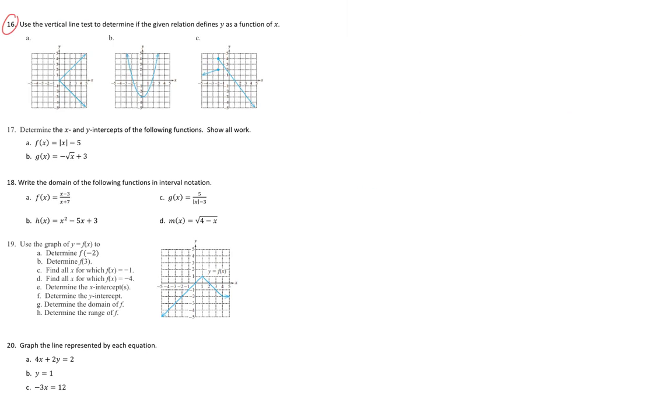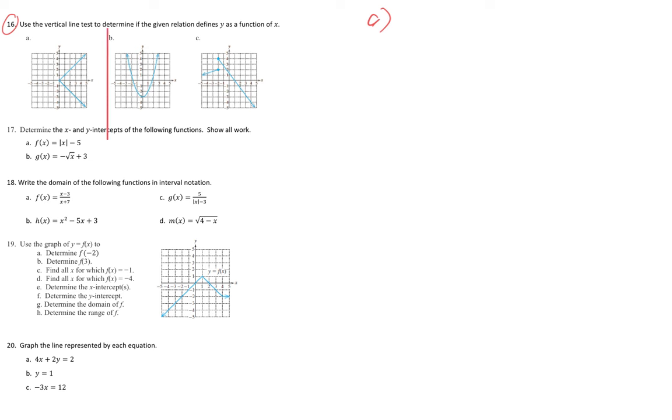Okay, so now we want to look at question 16. We want to use the vertical line test to determine if the given relation defines y as a function of x. So why don't we just get us a little vertical line here. Boom, okay. So I'm going to grab it, and we're going to look at question A. Let's grab that vertical line that we just made.